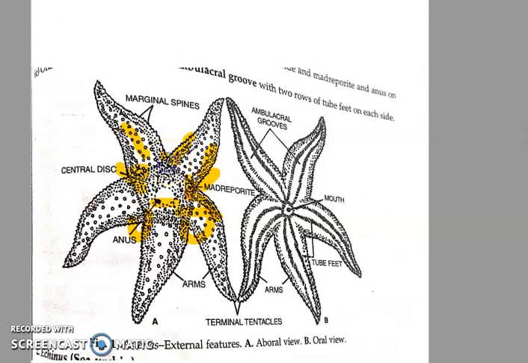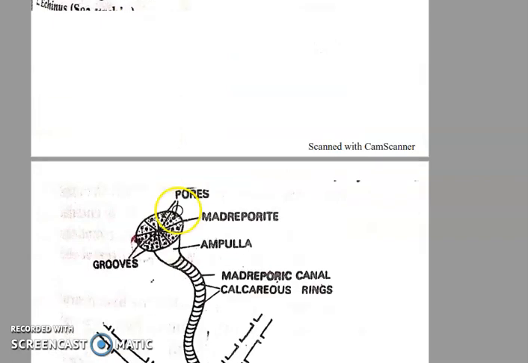So the first pair of gonads is present over here. One gonad extends into this arm, the other gonad extends into the adjacent arm. Similarly, over here a pair of gonads is present, one gonad extends over here and the other gonad extends into the other arm. So each arm receives two separate gonads from two separate gonad pairs.